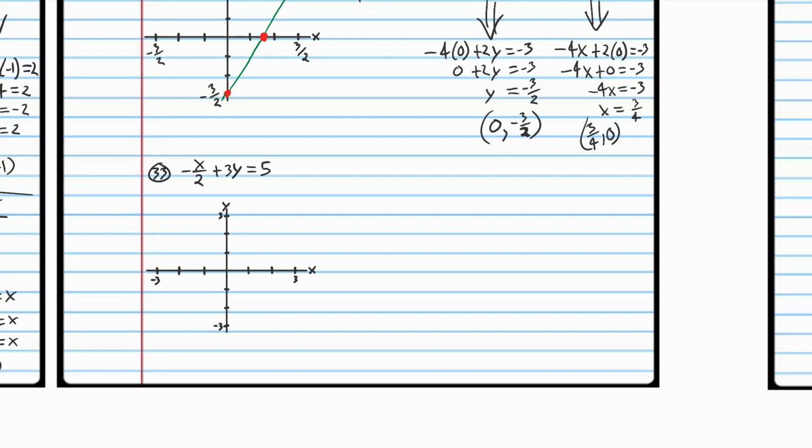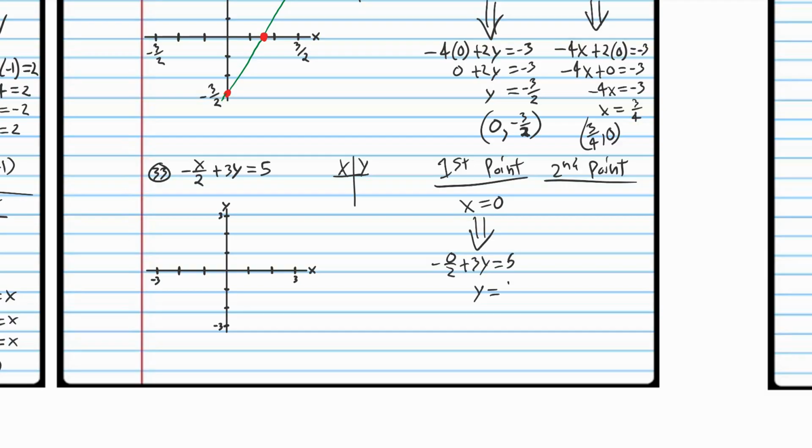Let's do 33 together. Let's let x be 0. And then I'm going to skip forward here, so we have 5 over 3. Y is 5 over 3. And let's let y equal 0 for the next point. Again, this is not easy stuff. We're getting fractions.